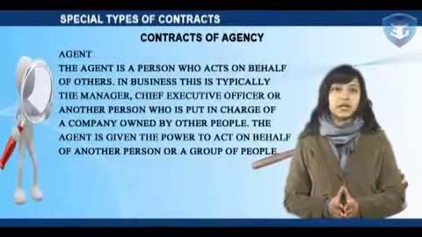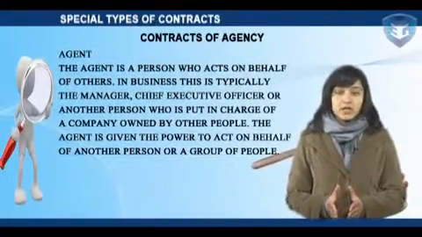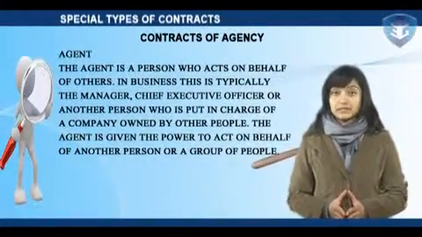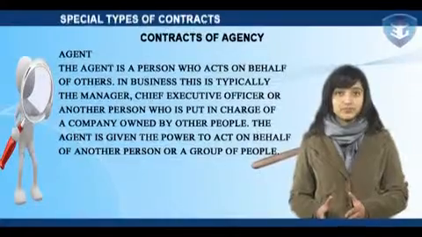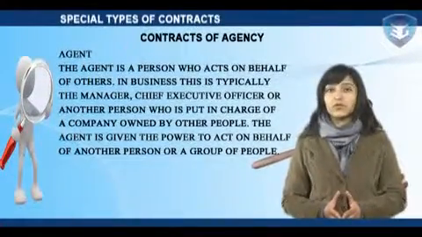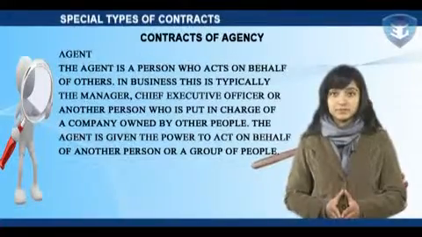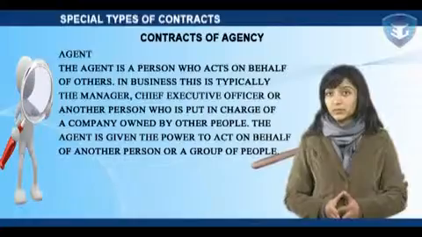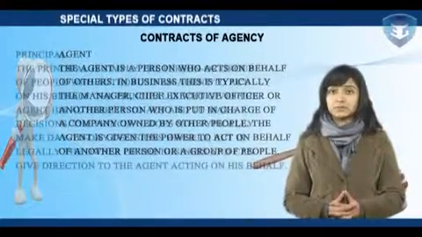Agent and principal. Agent: the agent is a person who acts on behalf of others. In business, this is typically the manager, chief executive officer, or another person who is put in charge of a company owned by other people. The agent is given the power to act on behalf of another person or a group of people.